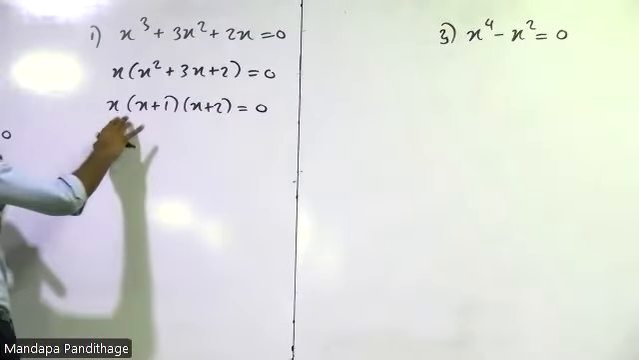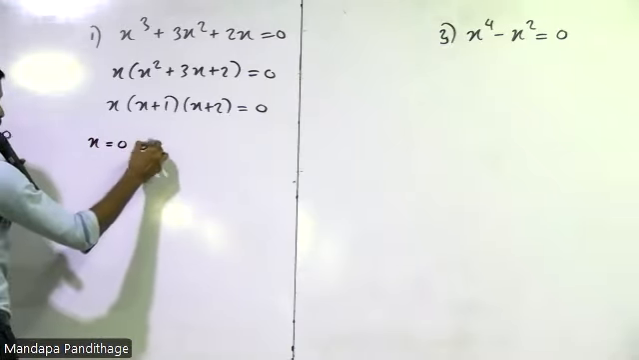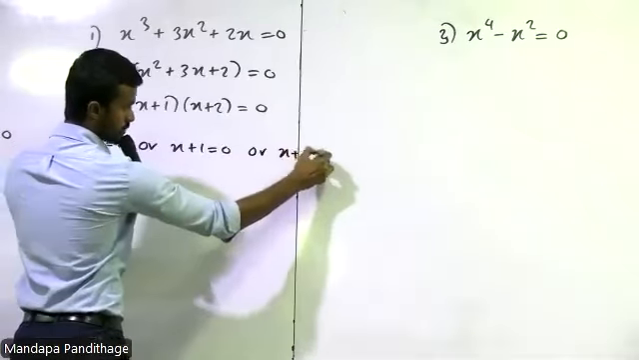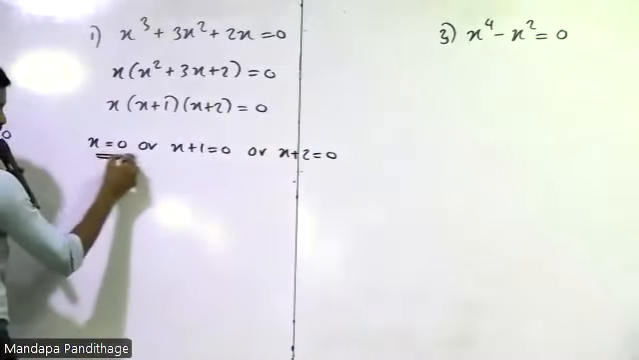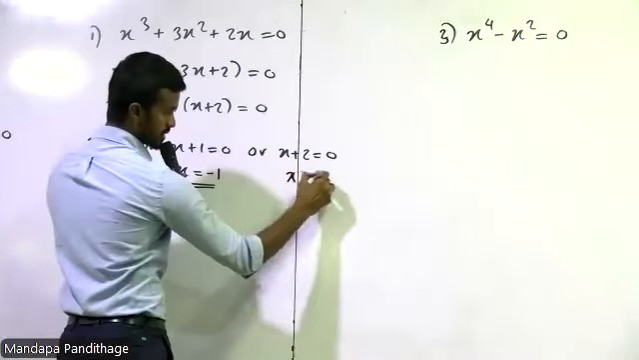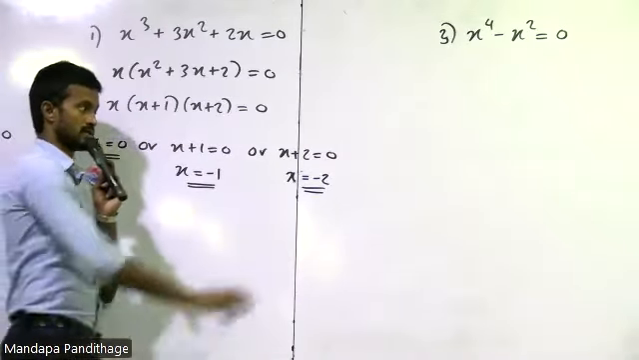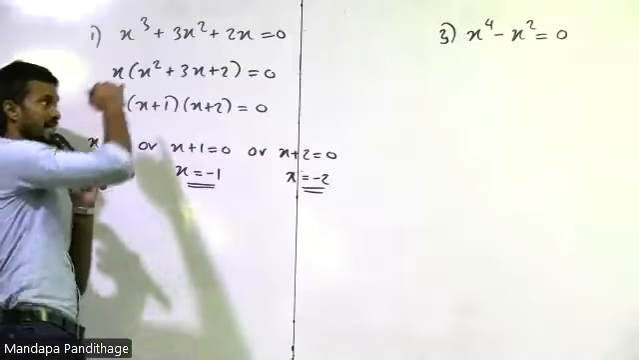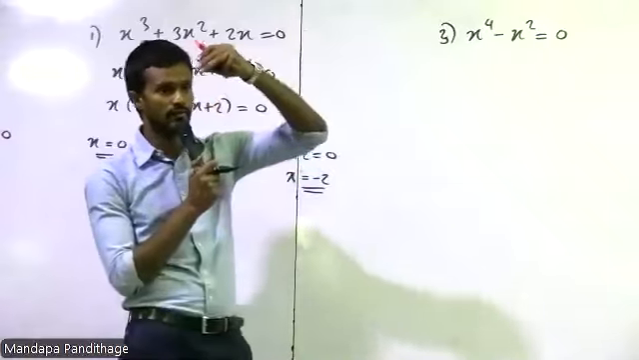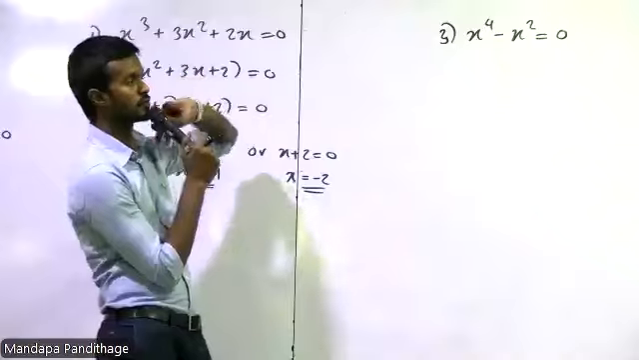So I told you, if you can write this as a product of factors, you can make each term equal to 0: x plus 1 equals 0 or x plus 2 equals 0. So here it's x equals minus 1 and x equals minus 2. Clear? Your intention is to write this as a product. That's why I told you that you don't have to use the factor theorem whenever you see an expression. There might be instances where you have to use the factor theorem.